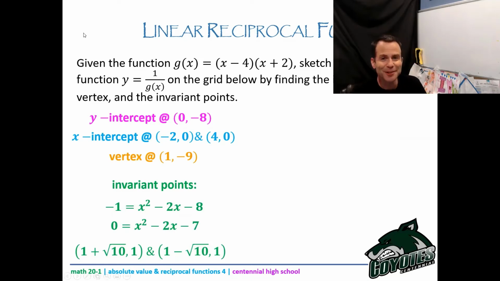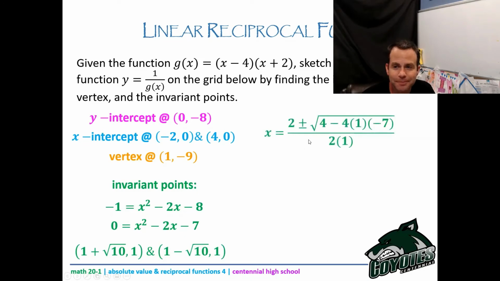Is it factorable? No, it's not, but that's okay because we have the quadratic formula. x equals negative b plus or minus the square root of b squared minus 4ac all over 2a. Underneath the square root, I've got negative 4 times negative 7, which is positive 28. 4 plus 28 is 32, over 2.